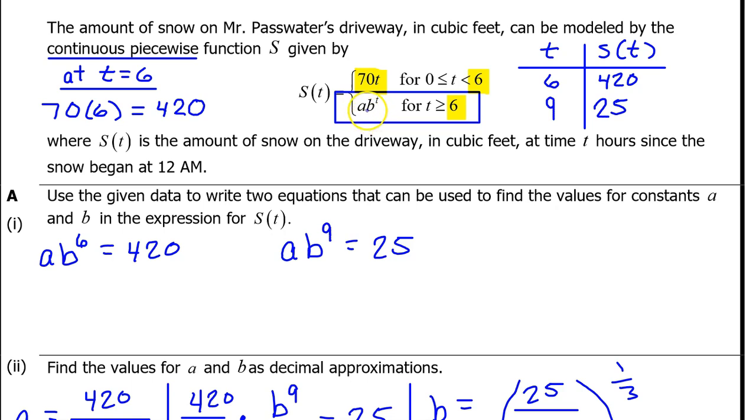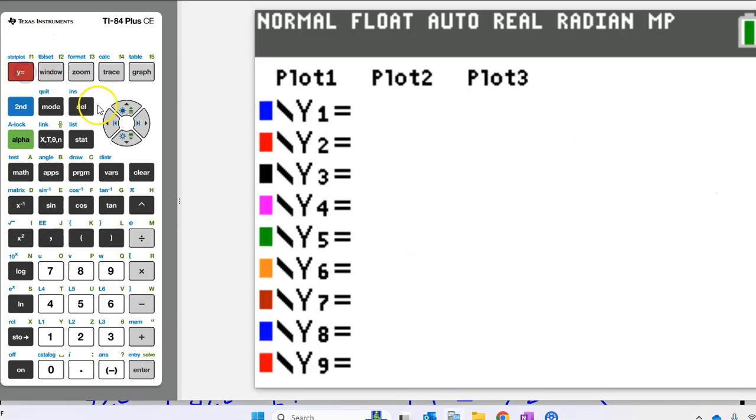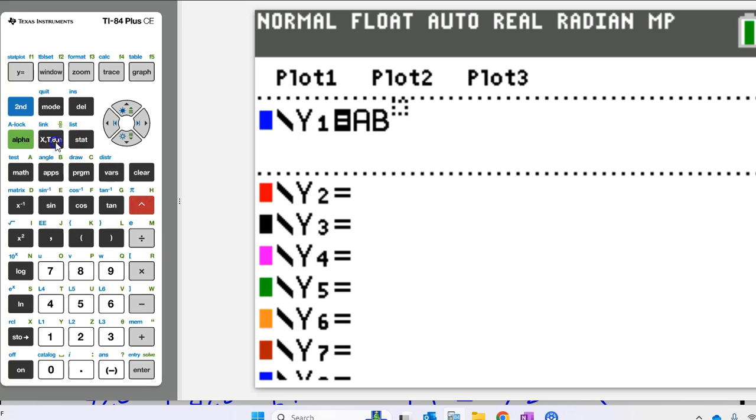Remember that the exponential part of our model is a times b to the t power. Let's type this in as y1 on the calculator. Hit y equals, and because we stored the values into the letters a and b, we can literally just type a times b to the x power, like this: alpha a, alpha b, raised to the x power. We will need this equation for later problems in this FRQ.